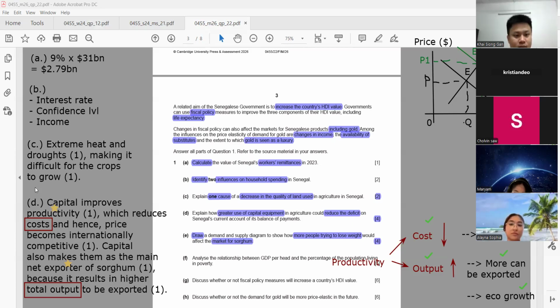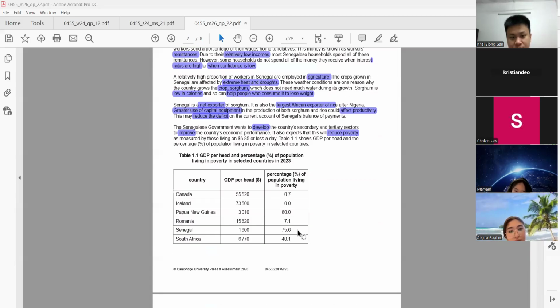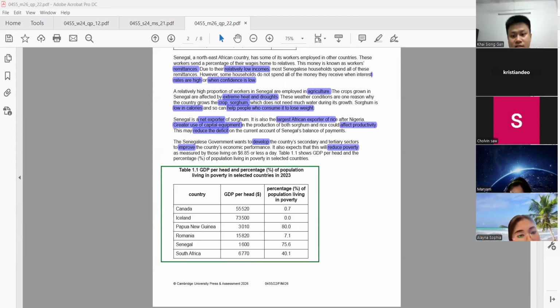F: Analyze the relationship between GDP per head and the percentage of population living in poverty. So 5 marks. This is a table. Okay, we analyze this table. Who wants to do this question and I mark on the spot? This one, question F. Let me send something in the group first.